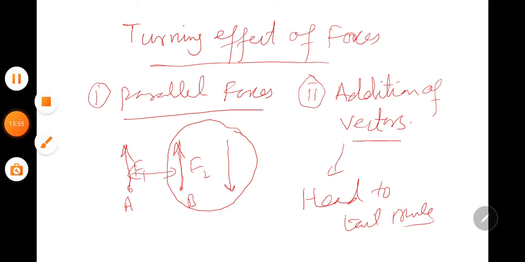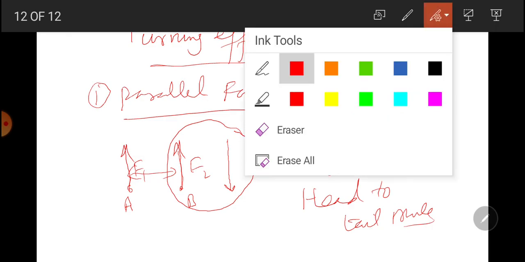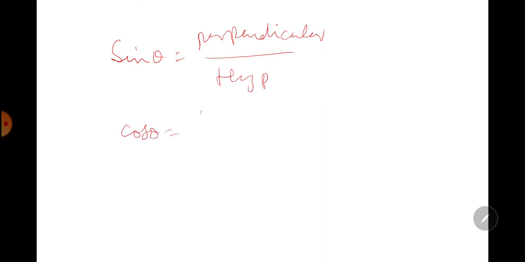Then we explain resolution of forces. In resolution of forces, we explain that sine theta is equal to perpendicular by hypotenuse. Cos theta is equal to base by hypotenuse. Tangent theta is equal to perpendicular by base.